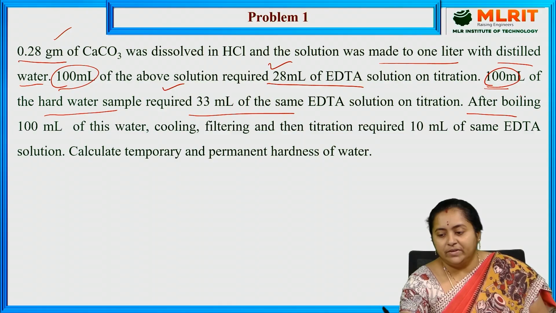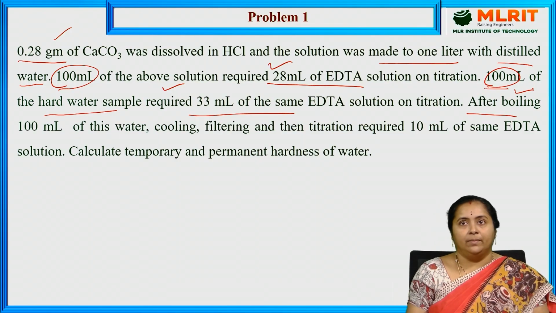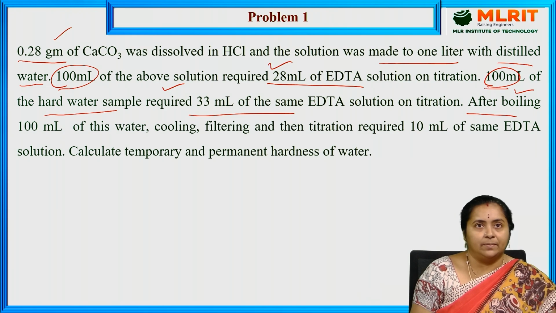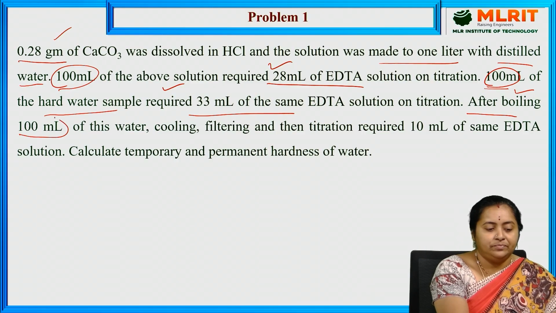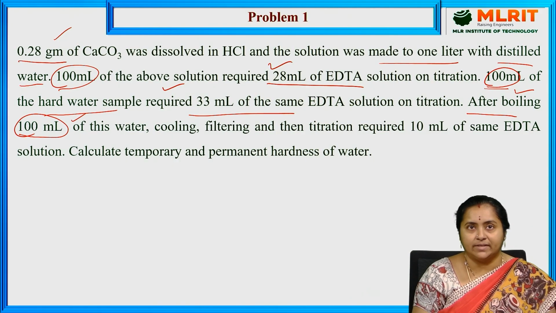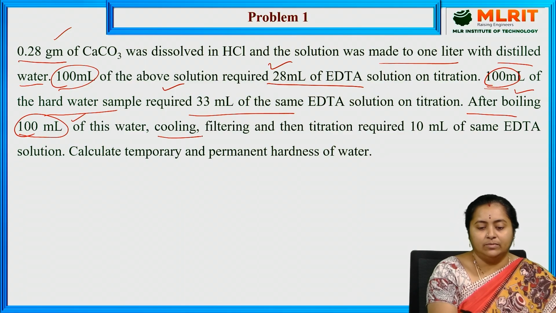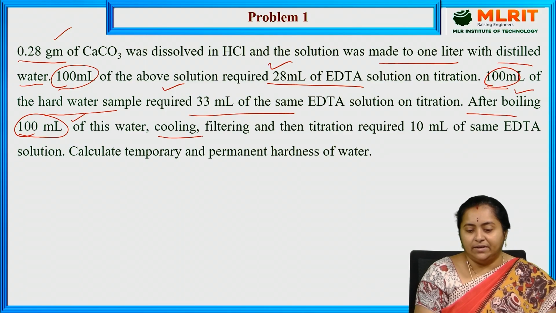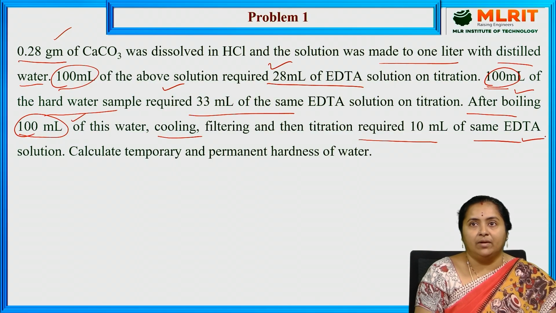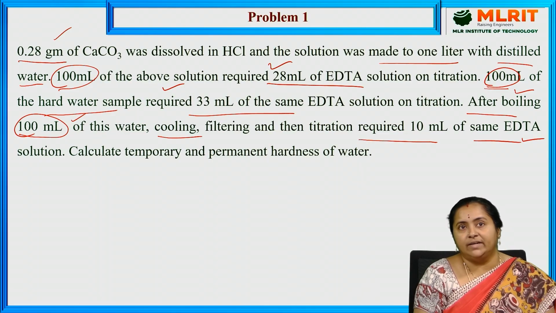And we will go for step 4 data given in the problem. The water sample that was supplied in step 3 is to be boiled and then filtered. From that we use 100 ml of boiled, cooled and filtered hard water sample. The titration required, or consumed, 10 ml of the same EDTA solution. So, the data for step 4 is also given.